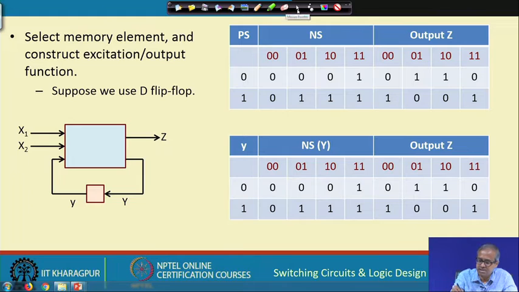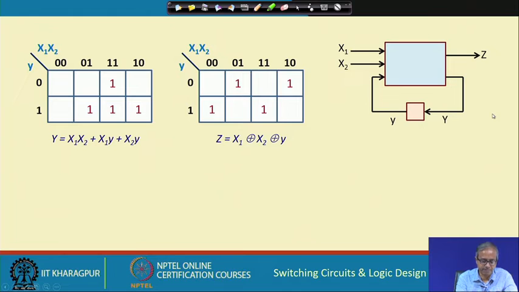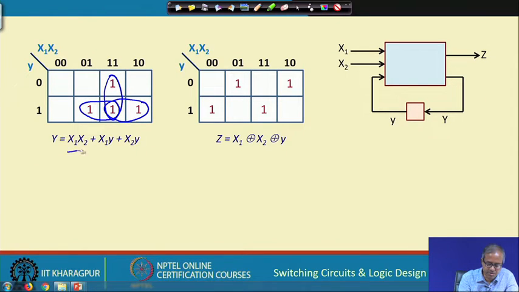So, if you just work this out, the Carnot maps will look like this. For the first one, the Carnot map will look like this. If you try to minimize it, there will be 3 cubes, one like this, one like this, and one like this. So, there will be 3 terms. Here I have shown x 1, x 2 on this side and small y on this side. And for the second part, this is for the output function, the ones are such that no cubes are possible, you cannot minimize it.